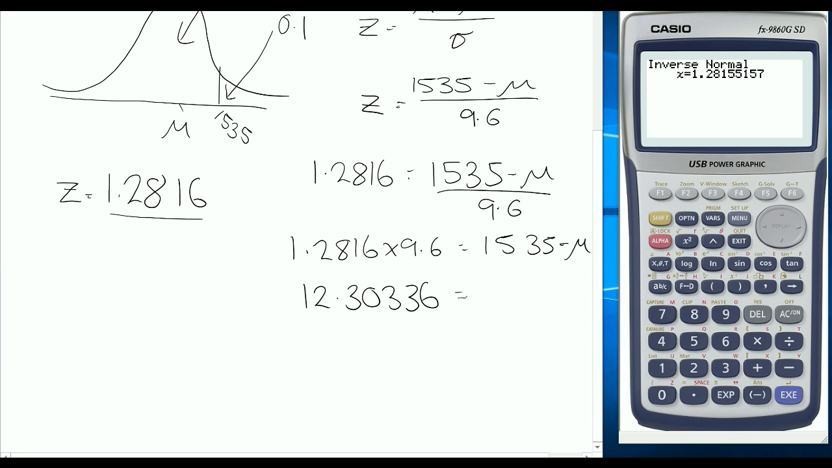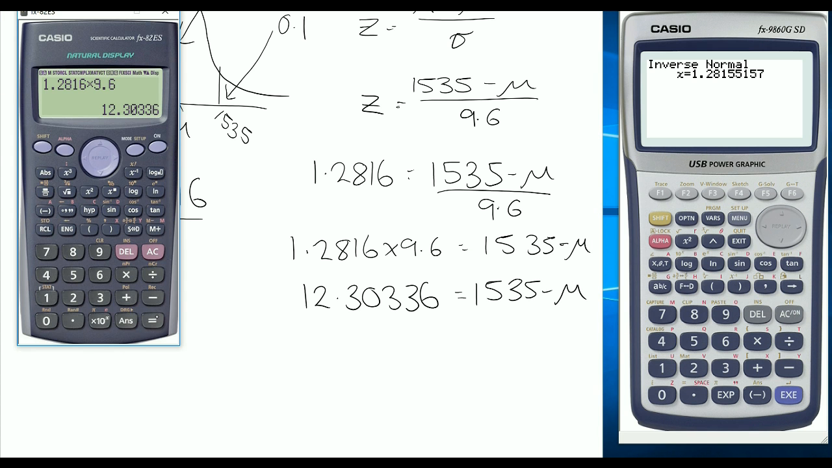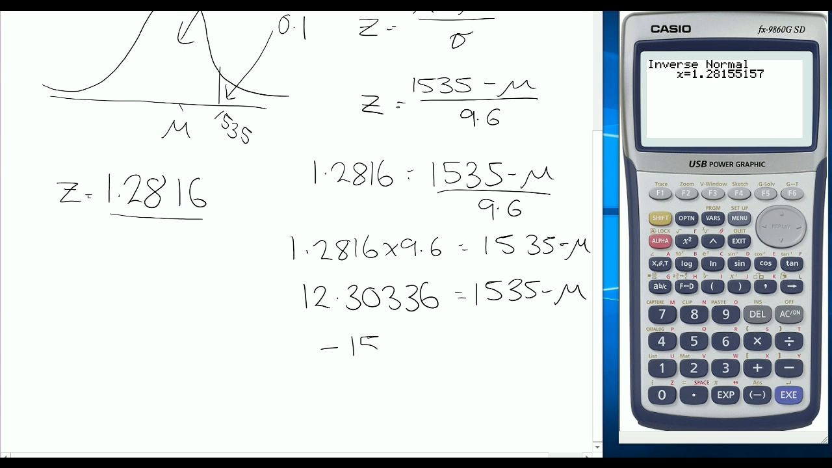And that's equal to 1,535 minus mu. So from that value, subtract the 1,535 to tell me that minus mu equals minus 1,522.7. Equals the minus mu. So mu is then equal to that.